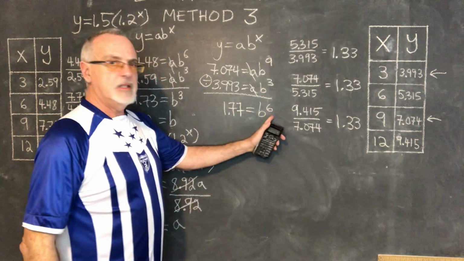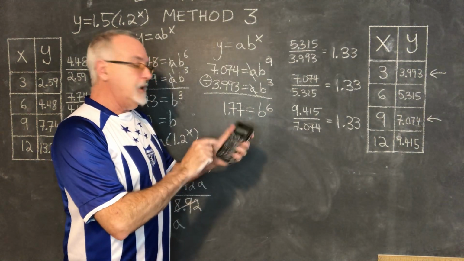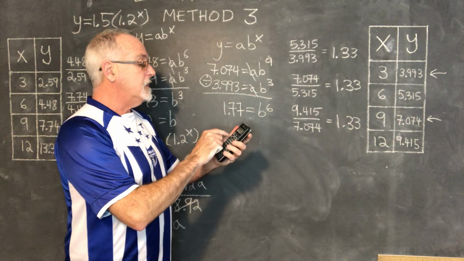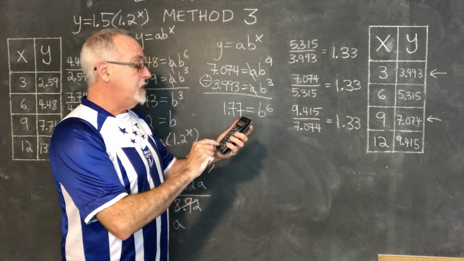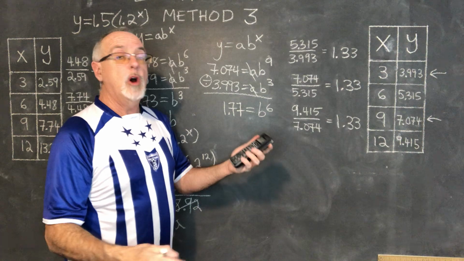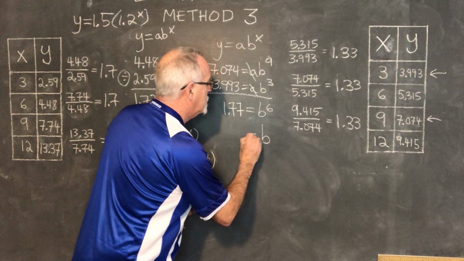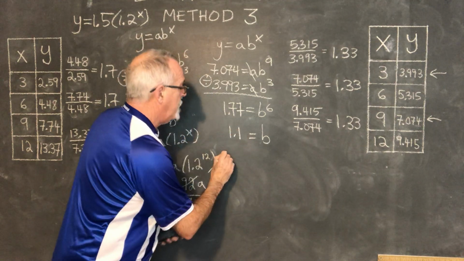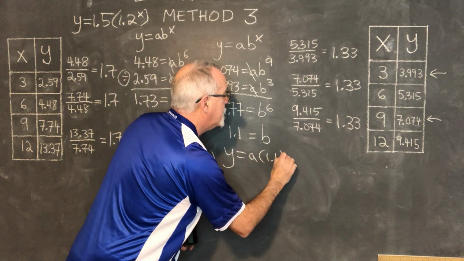Now I have to find the sixth root of 1.77. That involves plugging in with this calculator: 6, second function, y to the x key, 1.77, equals. And I get 1.0998, so it's 1.1. It's rounding to 1.1. b is equal to 1.1. We write our form again: y is equal to a times 1.1 to the x.